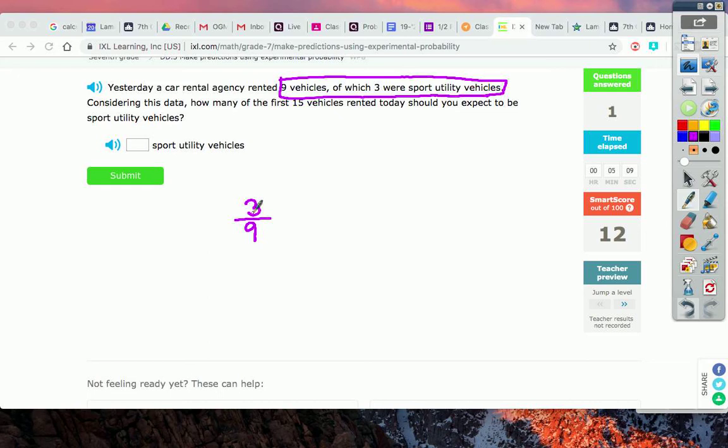I'm doing one. Okay, we're gonna get to it. All right, so in our second event, they want to know today, of those first 15 vehicles rented, how many are expected to be sports utility vehicles? So we need to divide 3 over 9, and multiply that by what? 15. What is 3 over 9? Get your calculators. This is not optional. All I need you to do is follow the first step.